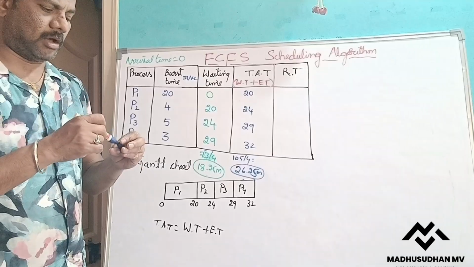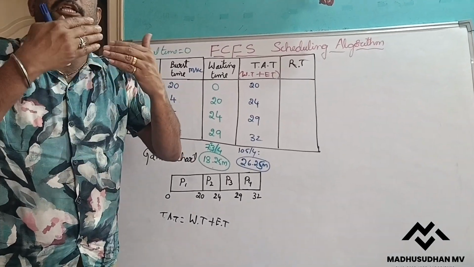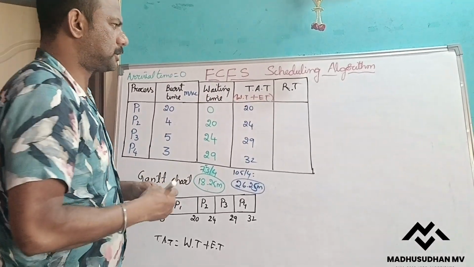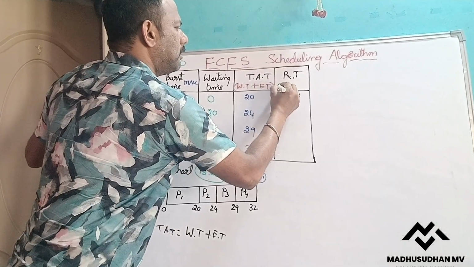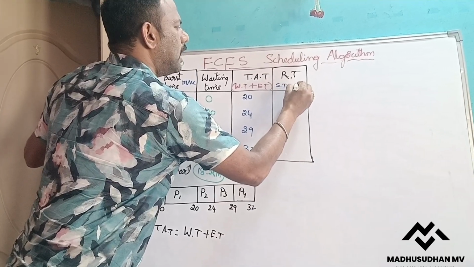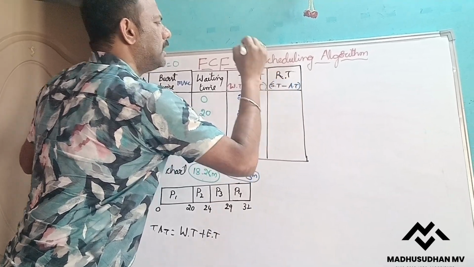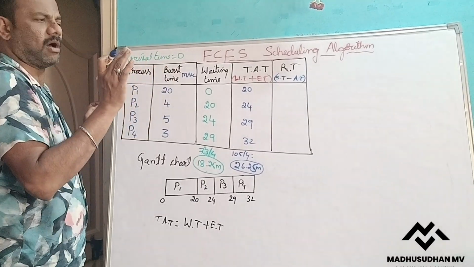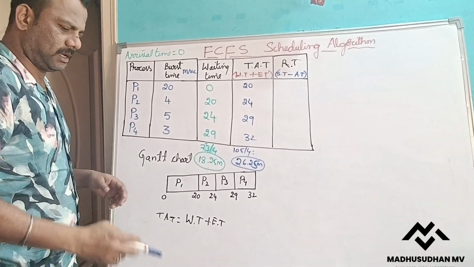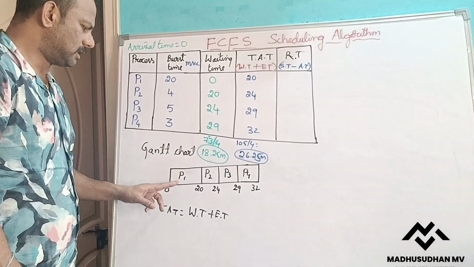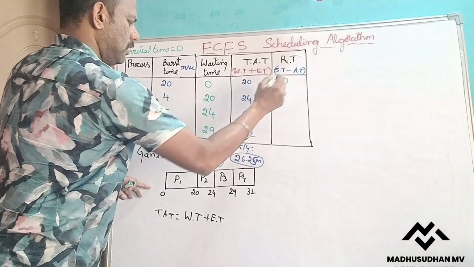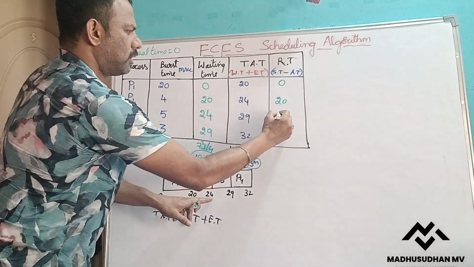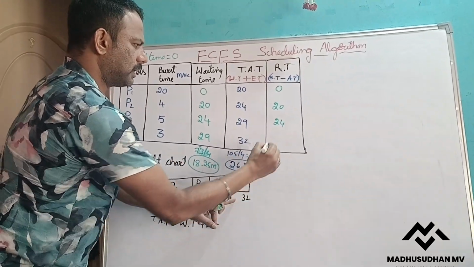Response time means, once we see, our process starts responding when it starts executing. Okay, so formula for response time is start time minus arrival time. Start time minus arrival time. But here arrival time is 0, so minus 0 always, so it will still be the start time. P1 starts at 0. P2 starts at 20. P3 starts at 24.